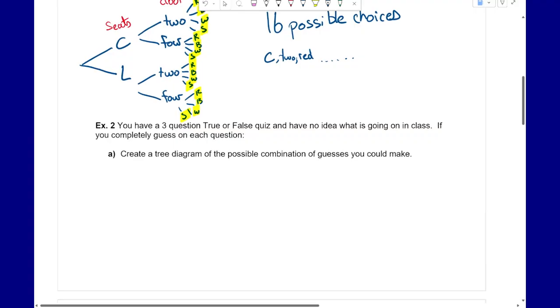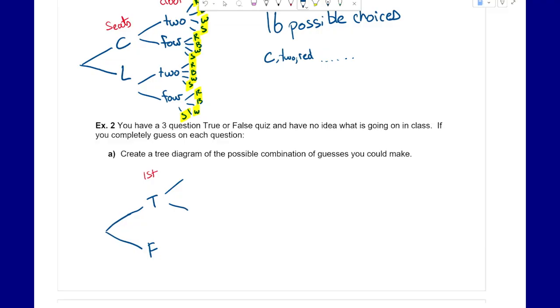Next example, you have a three question true or false quiz and have no idea what is going on in class. If you completely guess on each question, create a tree diagram for the possible combination of guesses you could make. So I'm going to make my first question. For the first question, I could guess either true or false.